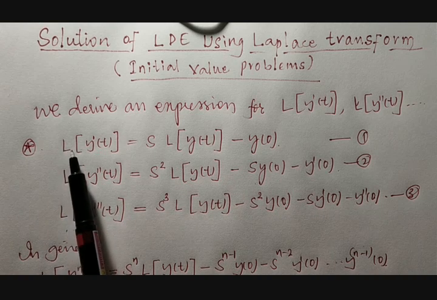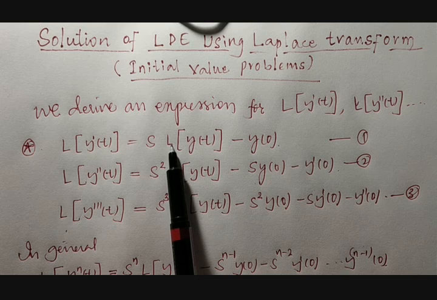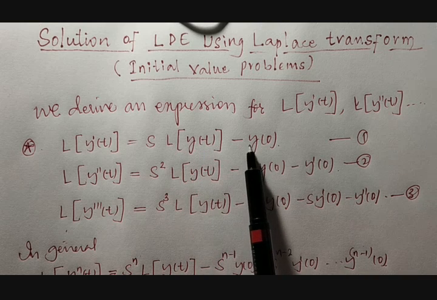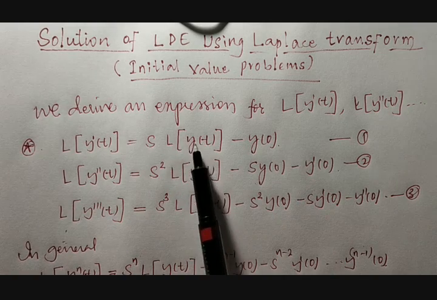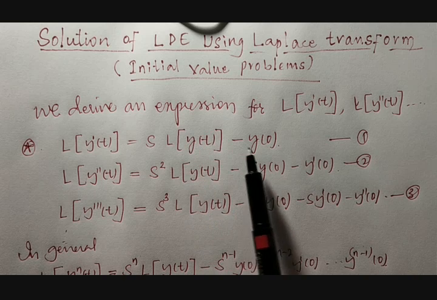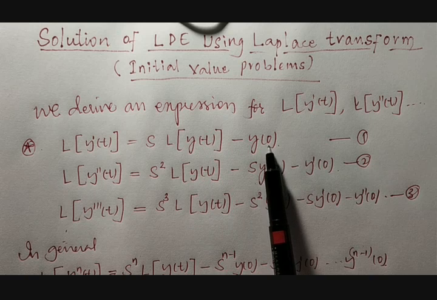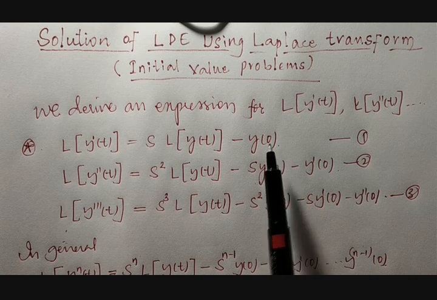The Laplace transformation of y dash of t will be s into Laplace of y of t minus y of 0. Here s is a parameter, the Laplace transform of y of t is a function, and y of 0 is nothing but the value of that function at the initial value, t equal to 0.